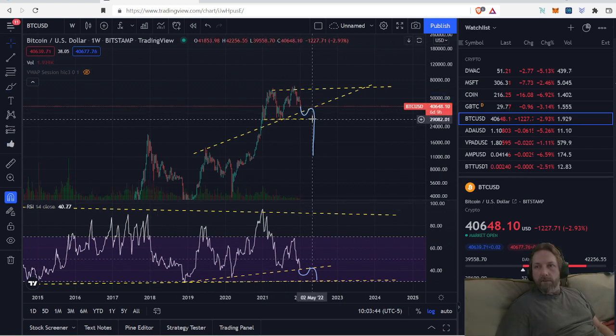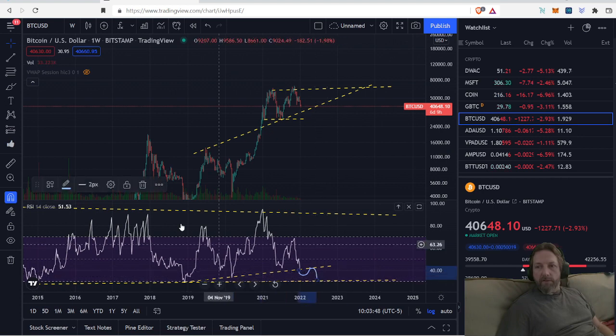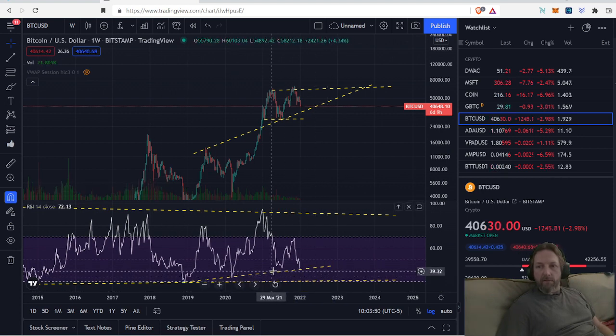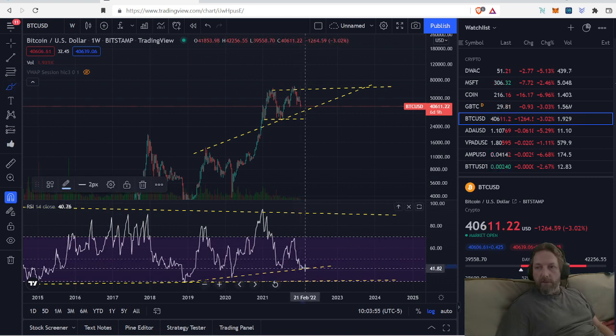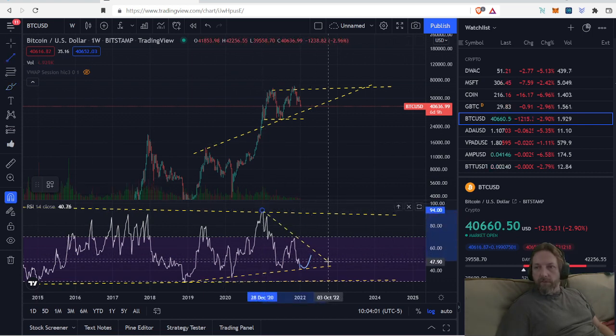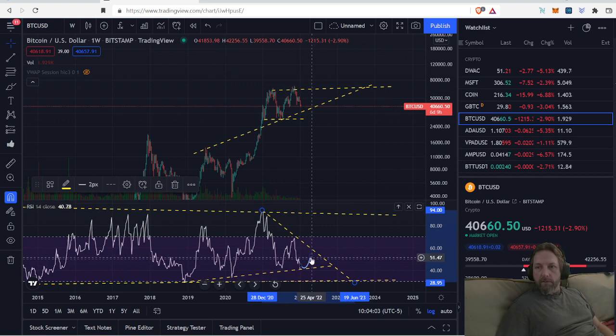So the best case scenario at this point is if we maintain this relative strength on the way up, this ascending line. If we start to turn around right here, then I'm expecting it to come up. I'm looking for it to come up.